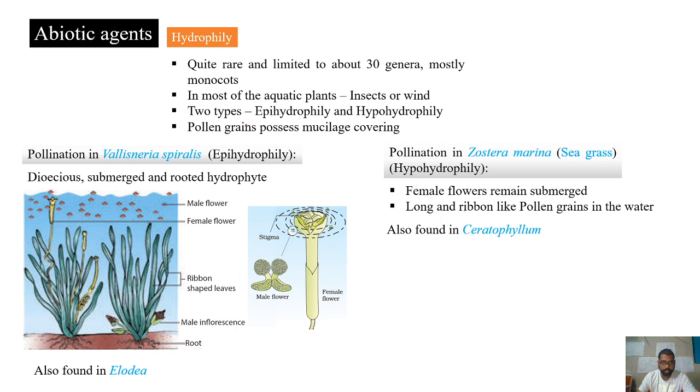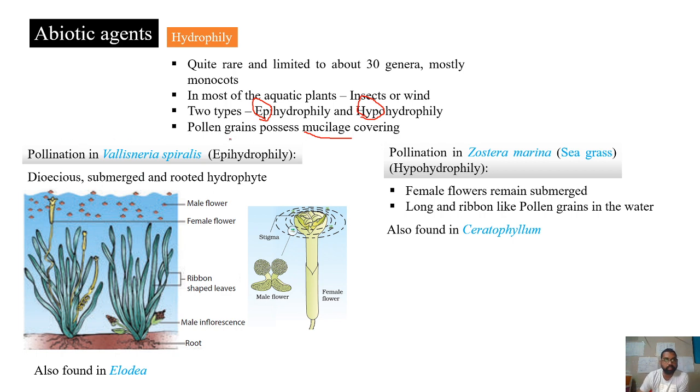Next, hydrophily is of two different types. Epihydrophily is when pollination takes place on the surface of the water; epi means on the surface. Hypohydrophily is when pollination takes place within the water, that is, below the surface. Pollen grains possess a mucilage covering because they should avoid wetting. As the pollen grains are inside the water, they have to avoid wetting with water. That's why they have a mucilage covering, basically for the protection of the pollen grains.